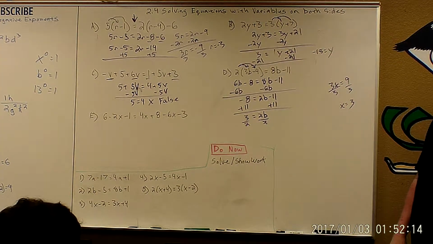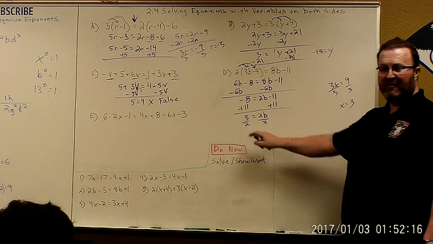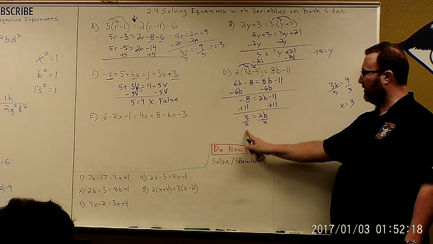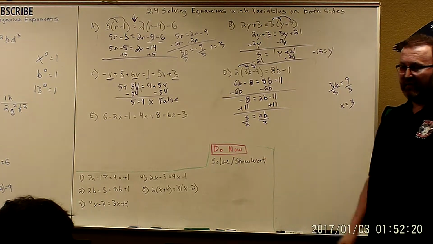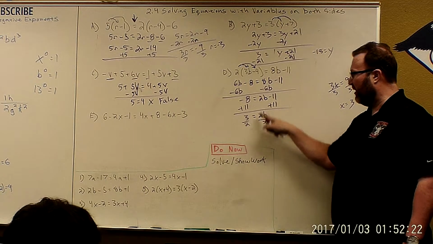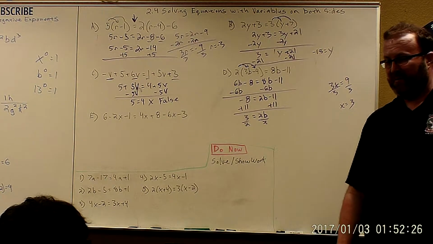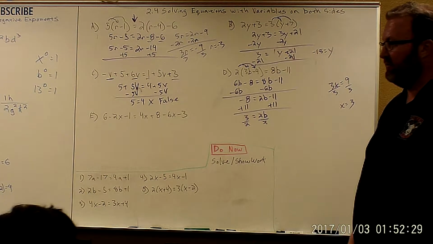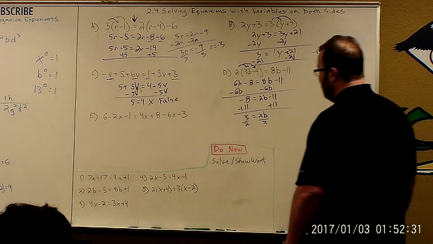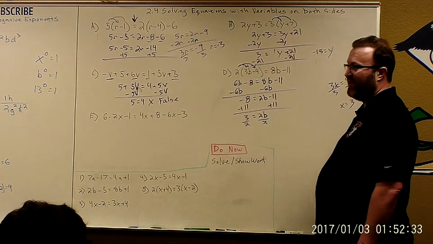Jose, your time to shine. What do we have right there? 2. What is this thing called right here? Fraction. What type of fraction? I don't know. Fraction. Someone help him out. Improper. Why is it improper? Yeah, the top number's larger.